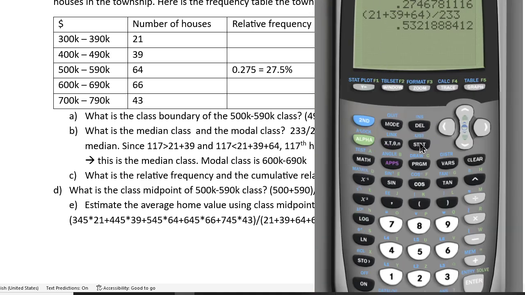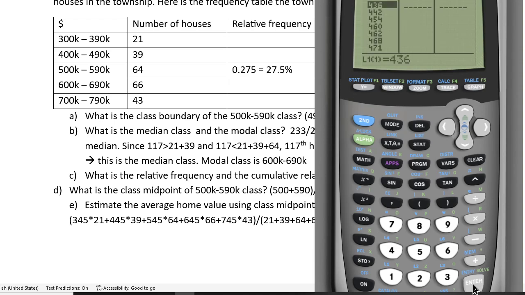You can go to Stat and go to Edit. I have some other values here, so let me just clear them. You go to list one, click clear, and then enter, which deletes the list. Okay, so you have this, and then what I'm going to put in here will be all the midpoints. So here's 345, 445, 545, 645, and 745. Okay.